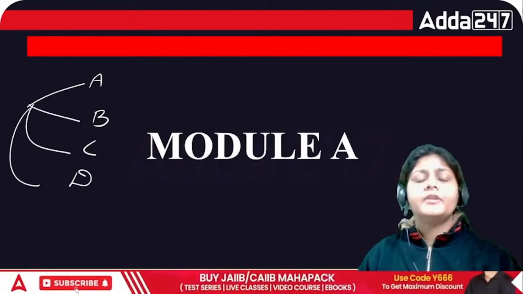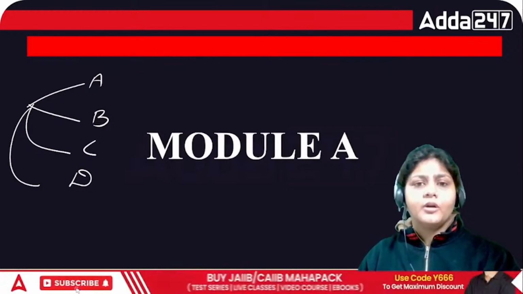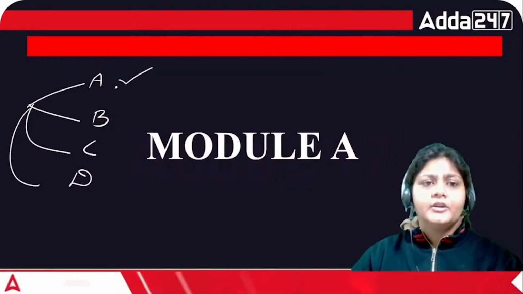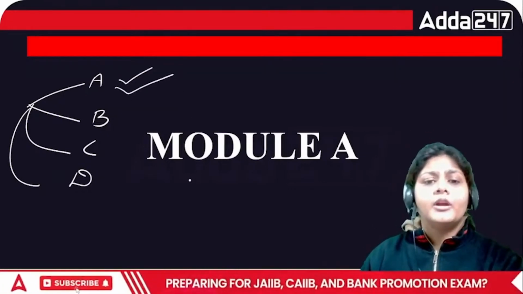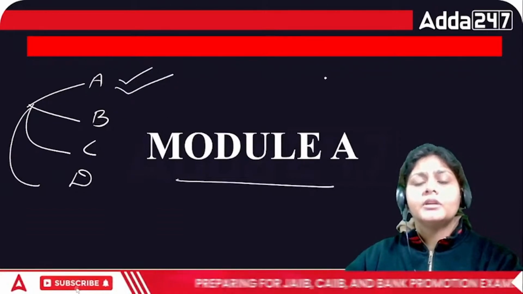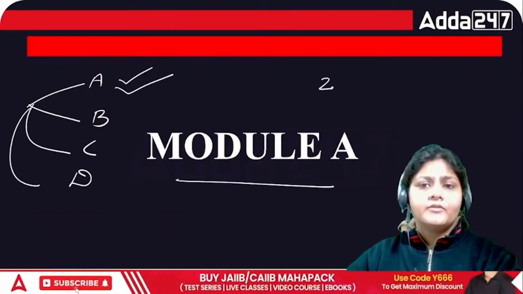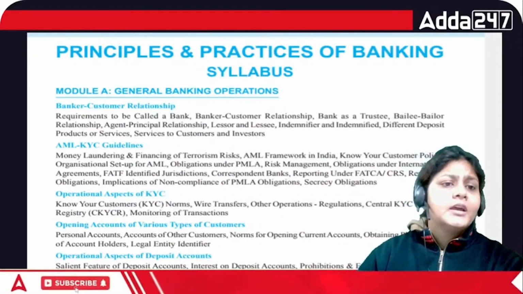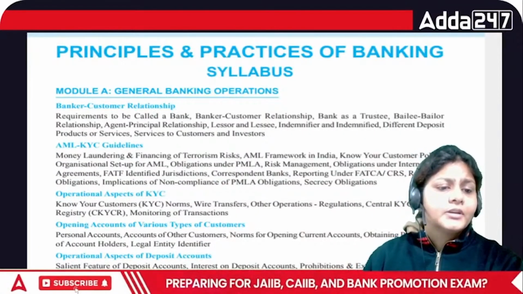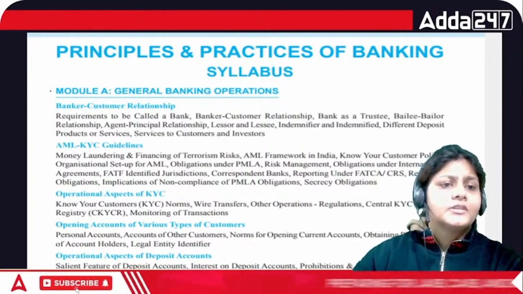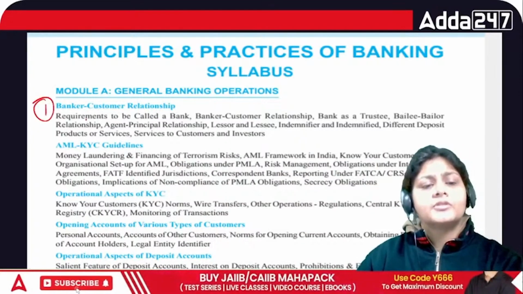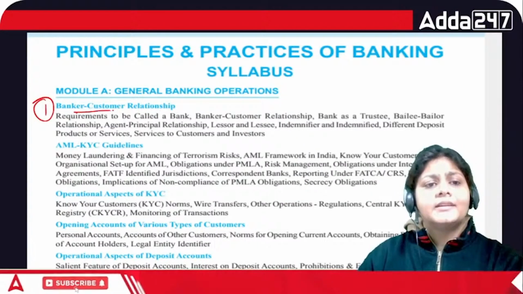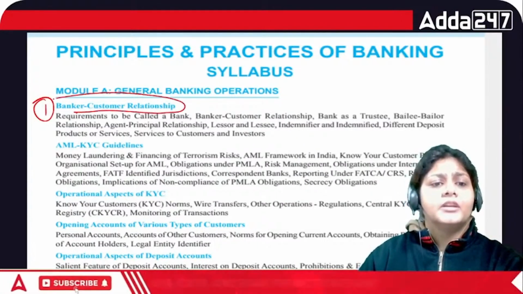So today we are going to have some questions from module A. In module A we have a total of 25 chapters, right? The first chapter is banker and customer relationship. So this is chapter number one, banker and customer relationship.